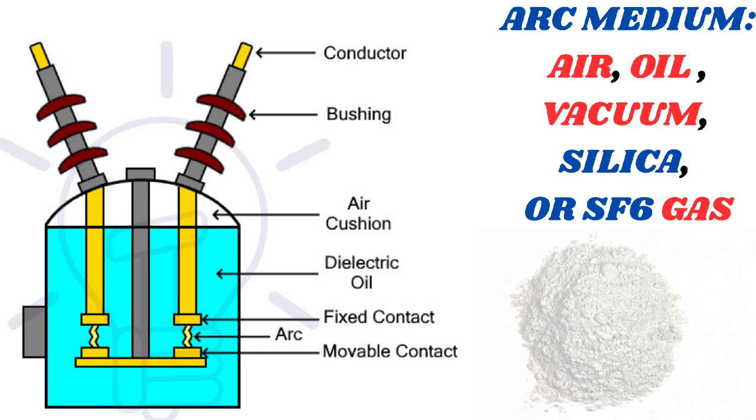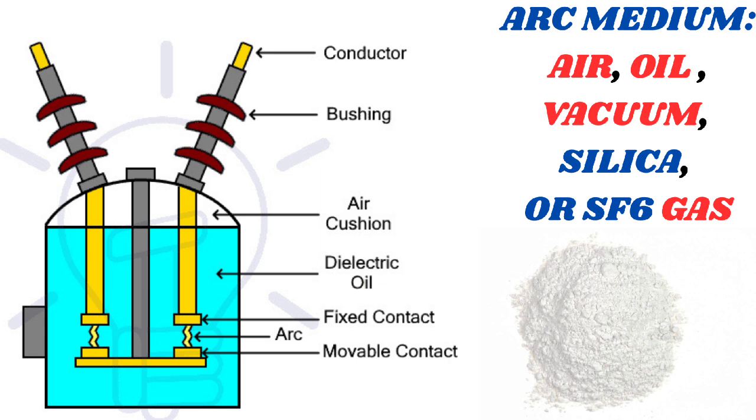Fourth technique is using arc quenching materials. Arc quenching materials, such as silica or alumina, can be used to extinguish the arc. These materials can be designed to absorb the energy of the arc, reducing the current and ultimately extinguishing the arc.